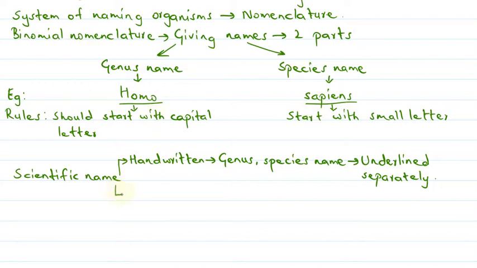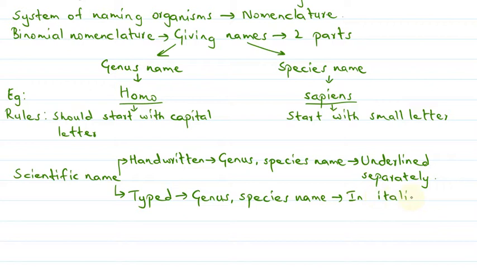Now, in case the scientific name is not handwritten but typed, then the genus as well as the species name should be written in italics. Okay, in case of typed words, we italicize the genus and species name. Okay, so these set of rules are universal and everybody has to follow these rules.